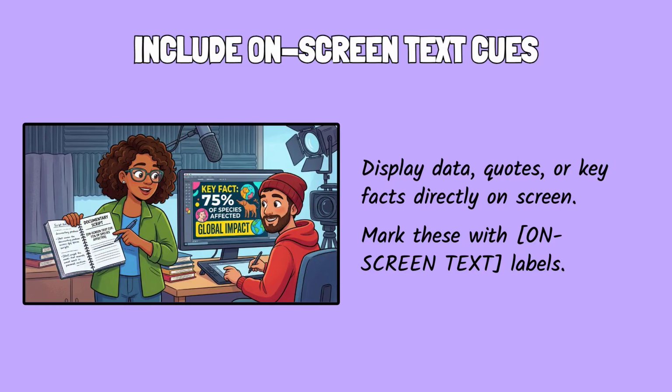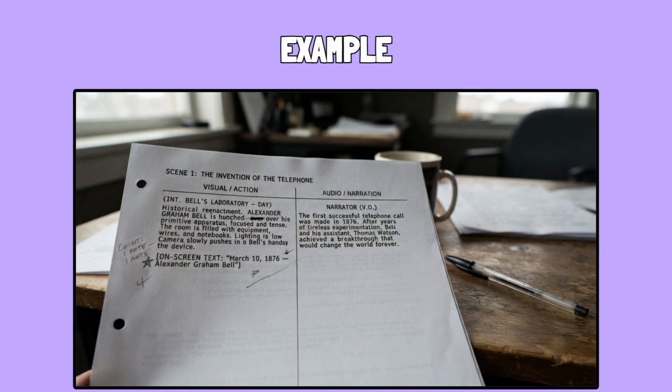Number 2. Include on-screen text cues. Sometimes you want to display data, quotes, or key facts directly on the screen. Mark these in your script with clear labels so they're easy to produce later. Take a look at the example on the screen.